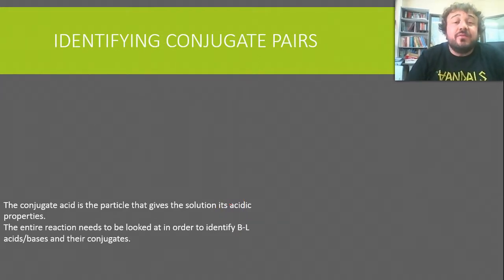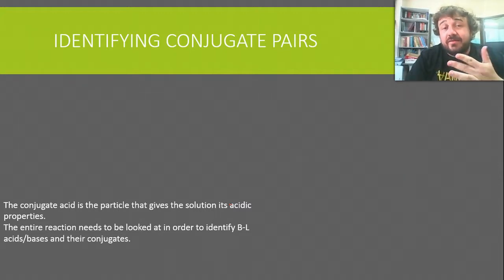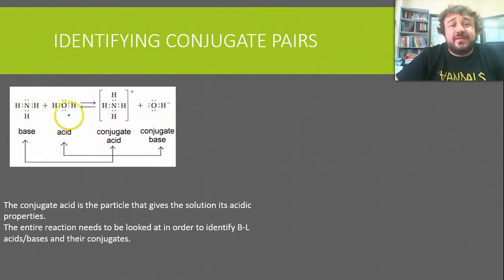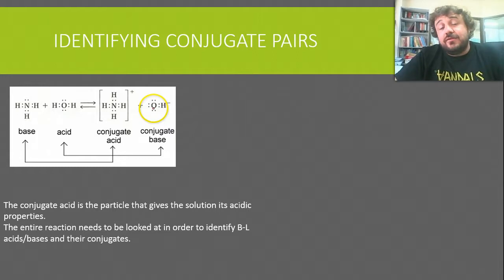All right. So we want to be able to look at these and identify them. It's the conjugate acid which gives the solution its acidic properties. You need to remember that. And you need to really look at the whole thing before you can decide which is which. For example, if we ignore the stuff down the bottom here, we've got NH3 and water. This is the base, this is the acid, because once we look at the entire solution, we can see that this is taking on an extra hydrogen ion, and this is losing one.